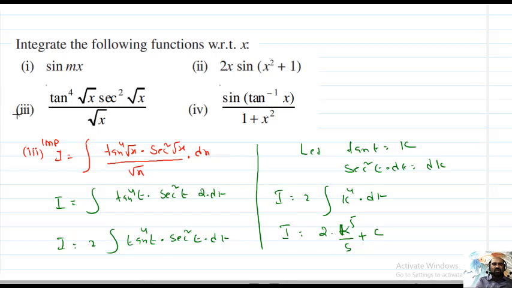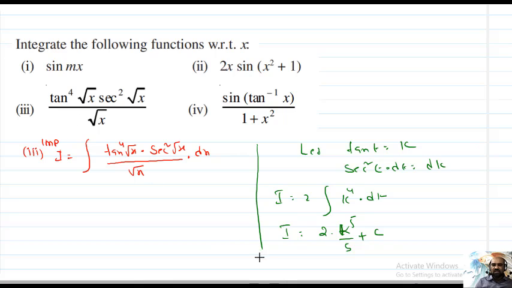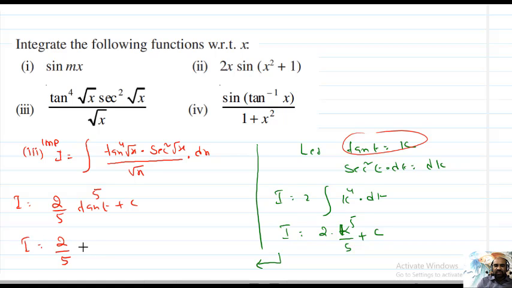But you don't want k, students, you want it in terms of x. So I equals 2 by 5 into k, which means tan power 5t plus c. But the actual answer should be in terms of x only, no? So 2 by 5 into tan root x power 5 plus c. This is the final answer for the problem.